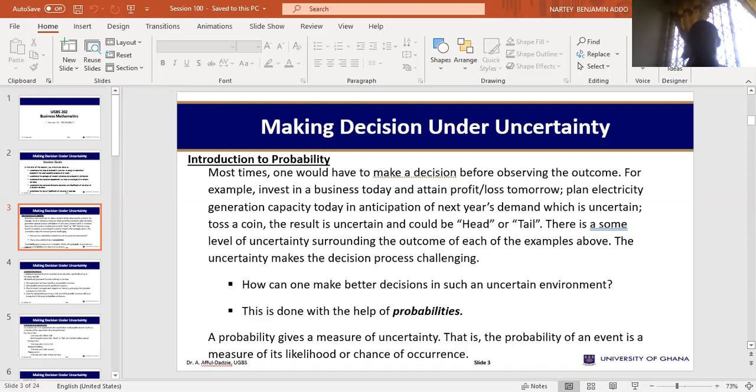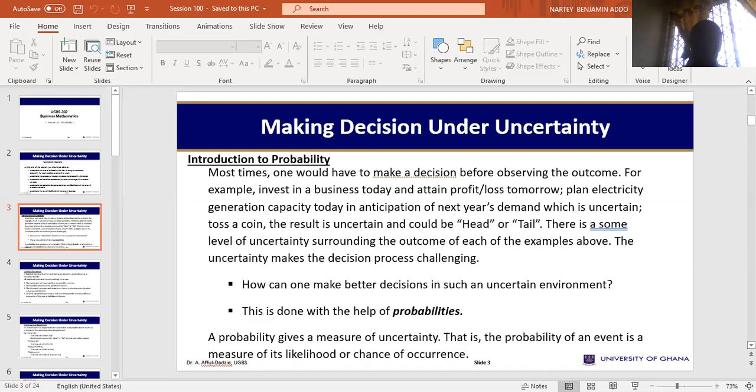If you toss a coin, it has two faces. So what are the possible outcomes? There are two of them, head and tail. So the sample space for tossing a coin once is what? 2. There are two events that can occur. So either head or tail.